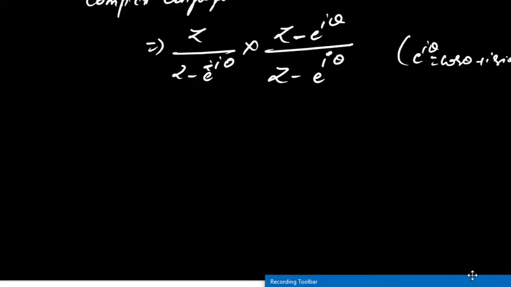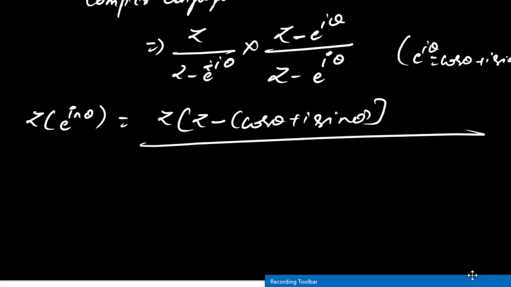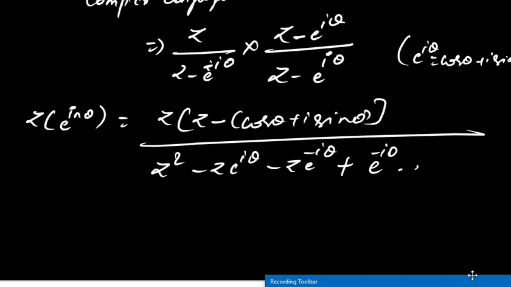So we have z into, we started with e power i n theta, right? On expansion we have got this term, so it is z into z minus e power i theta. I am expanding it as cos theta plus i sin theta. Similarly, multiplying these two terms, we get z into z square minus z e power i theta minus z e power minus i theta plus e power minus i theta into e power positive i theta.